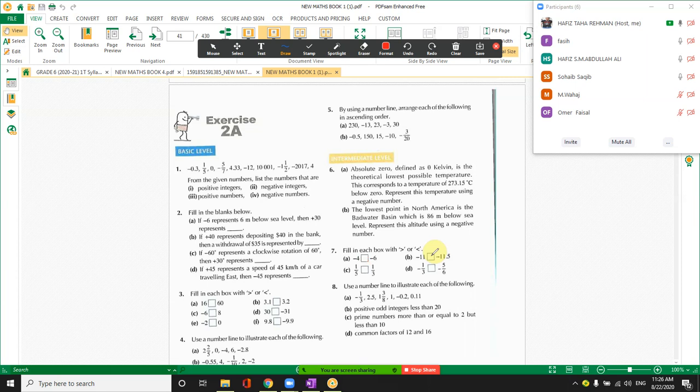Okay, beta? Yes, sir. Good. Abdullah Ali, minus 11 or minus 11.5, which value is greater? Minus 11. So we can write this sign.